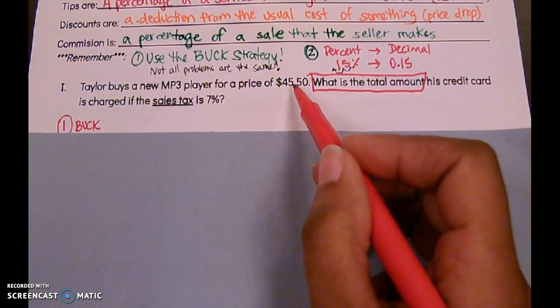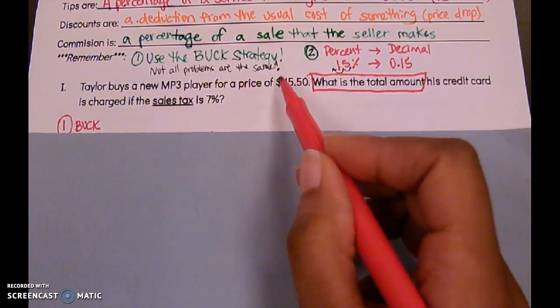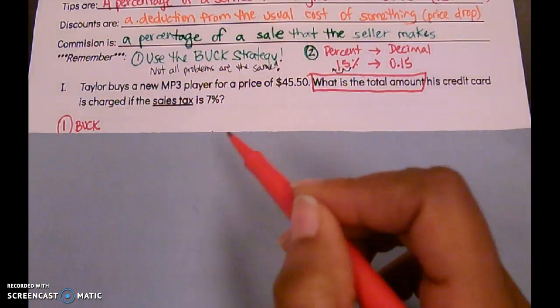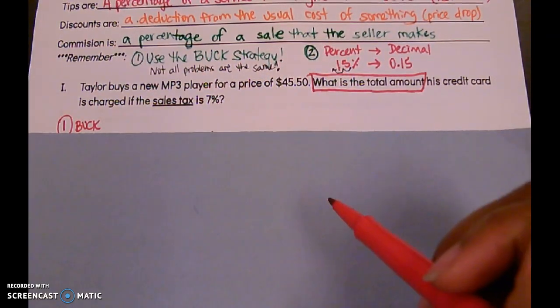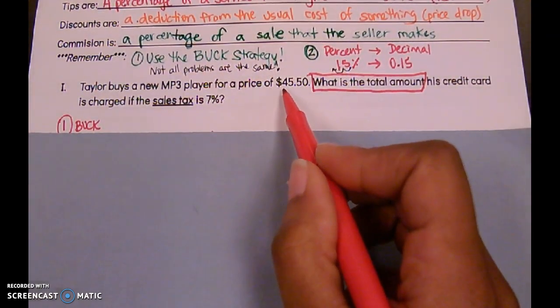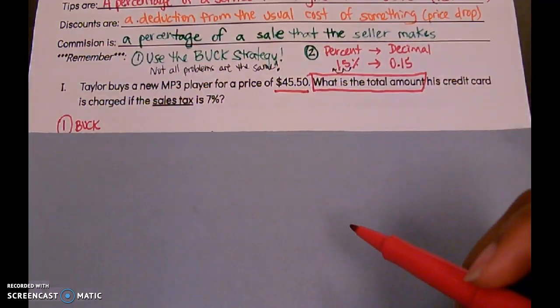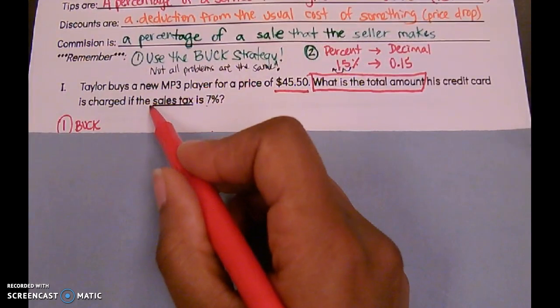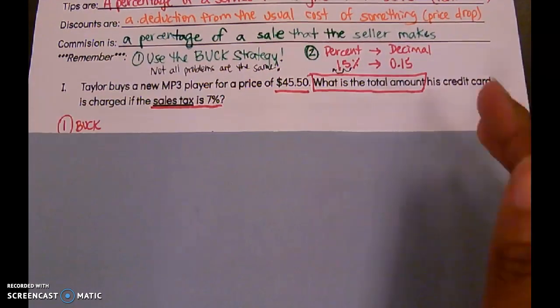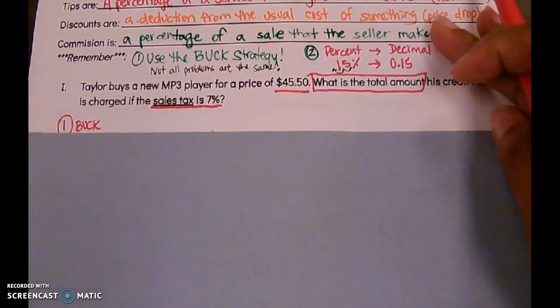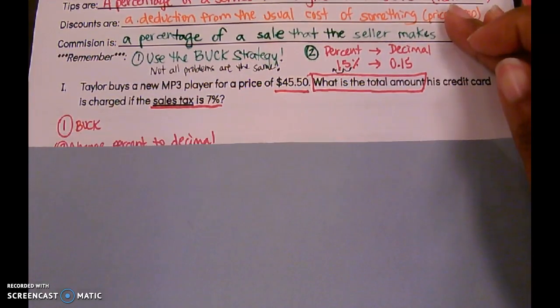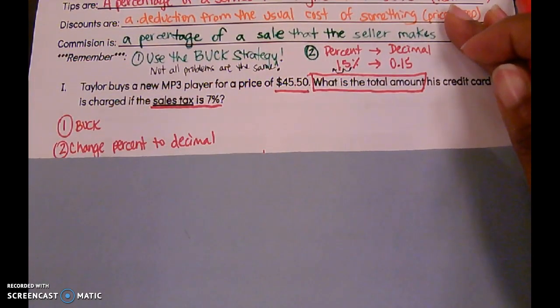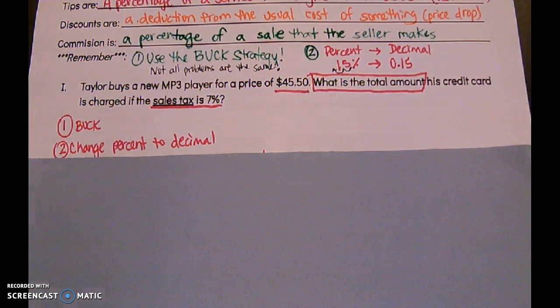So that means I'm going to have to add my price to whatever the sales tax is once I find that out. Important information means that I know what the cost of the MP3 player is, and I know what the percent sales tax is. Okay? Now that I've gotten a good foundation on what I'm looking for, I am now going to change my percent into a decimal.